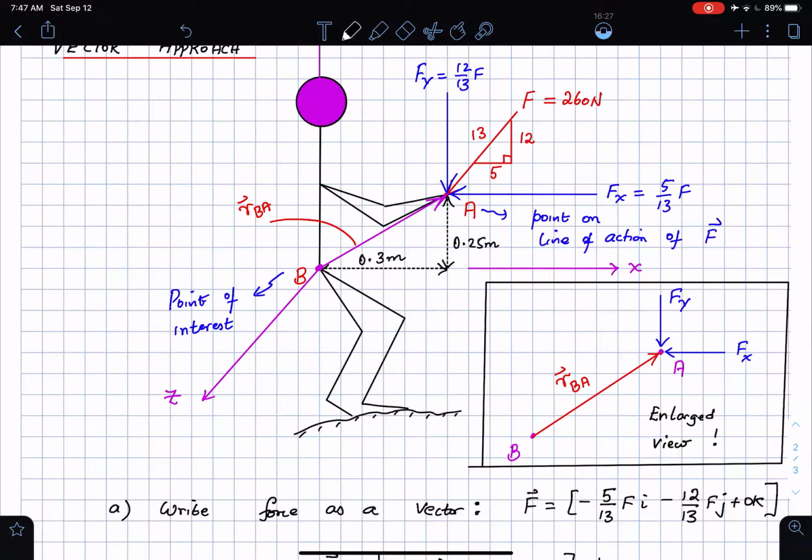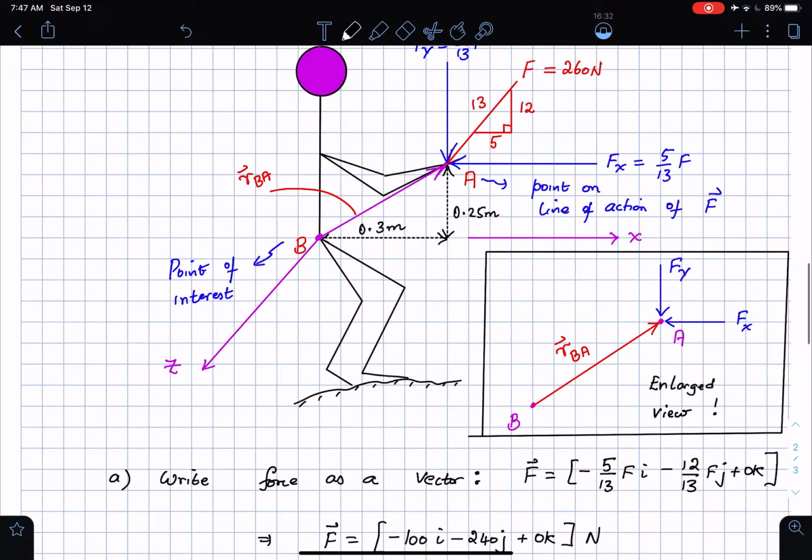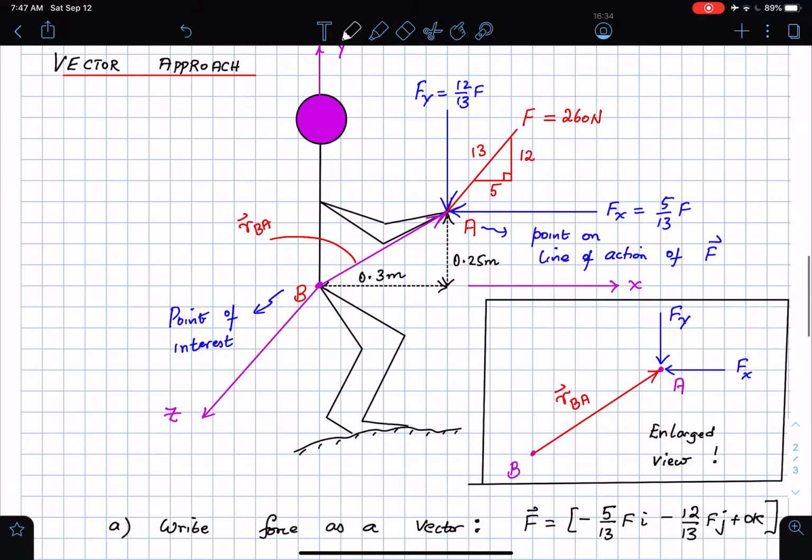And so that is the position vector. So how do I find the coordinates of the position? How do I find the position vector? I need to find the coordinates of the point B, right? Point B is at the origin, so the coordinates of point B are easily written as 0, 0, and 0.